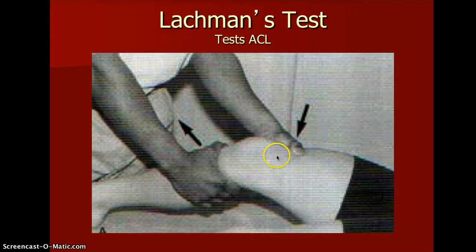The next test is also testing the integrity of the ACL, and in this test, the knee is tested in more of a straight leg position, and one hand is stabilizing just above the knee, so grabbing the thigh, and then the other hand is grasping right over the tibial tuberosity and applying an anterior force. And again, we're just checking for laxity and to see how much translation we get compared to the other knee.